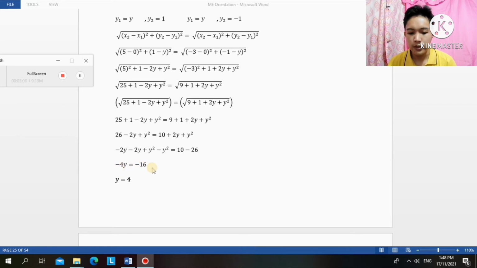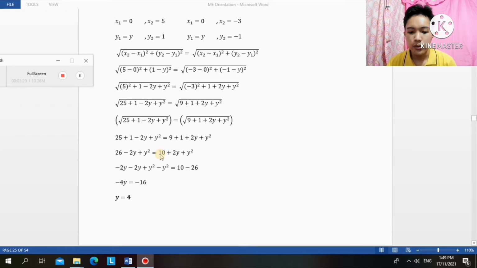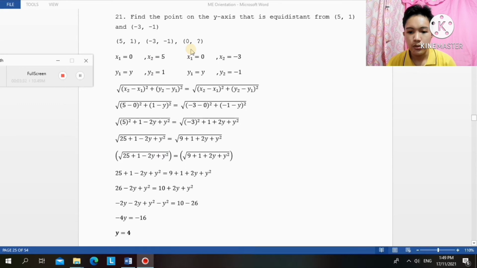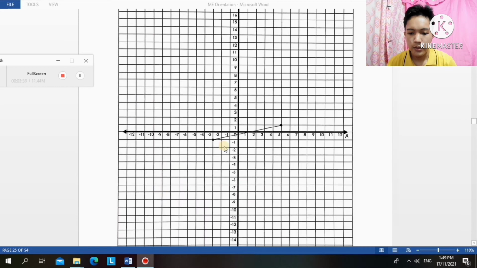So divide to get the value of y, divide both sides by negative 4. So negative 16 divided by negative 4 is equal to positive 4. So our y is positive 4. So the point on the y-axis that is equidistant from (5, 1) and (negative 3, negative 1) is 4. So our x is equal to 0 and y is equal to 4. So this is our graph.